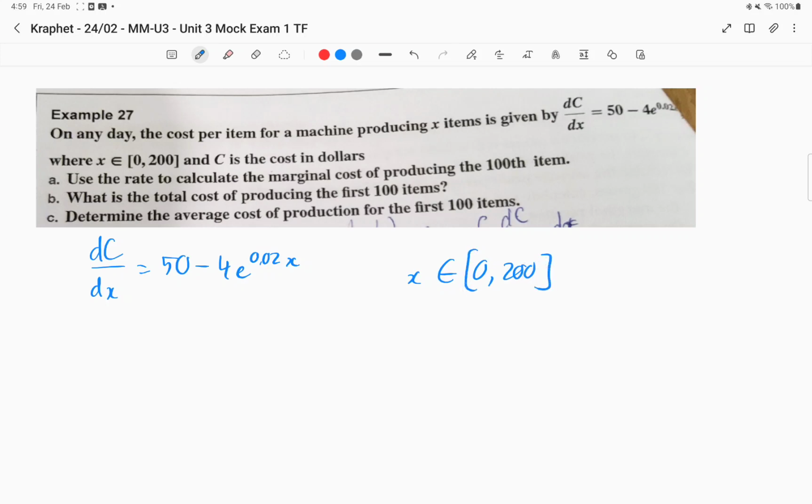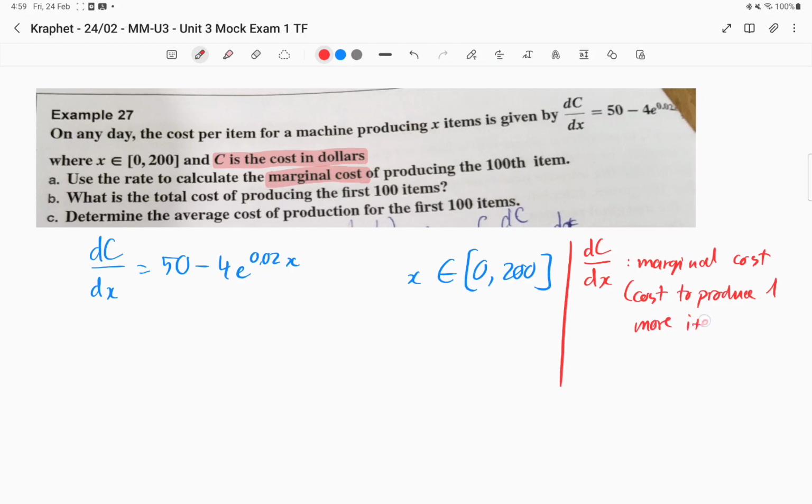So when you get a question like this, you've got to try to interpret the question first, right? So C is the cost in dollars. Use the rate to calculate the marginal cost. So the idea of marginal cost, I'll use the notes that Peter's got here: if you have C as the cost, then the marginal cost is dC over dx, which is the cost to produce one more item.